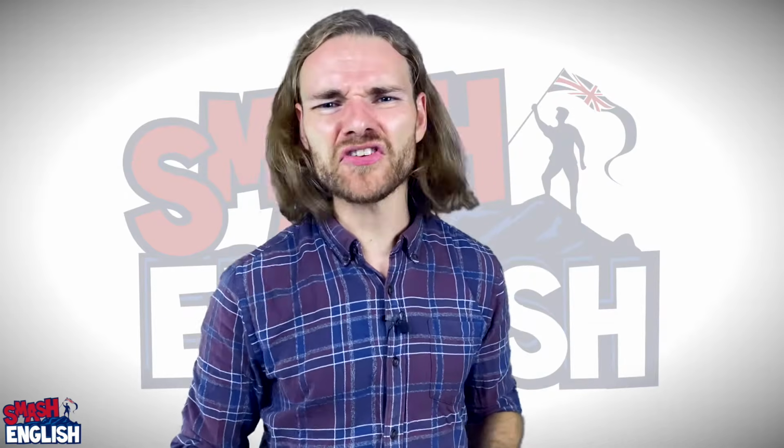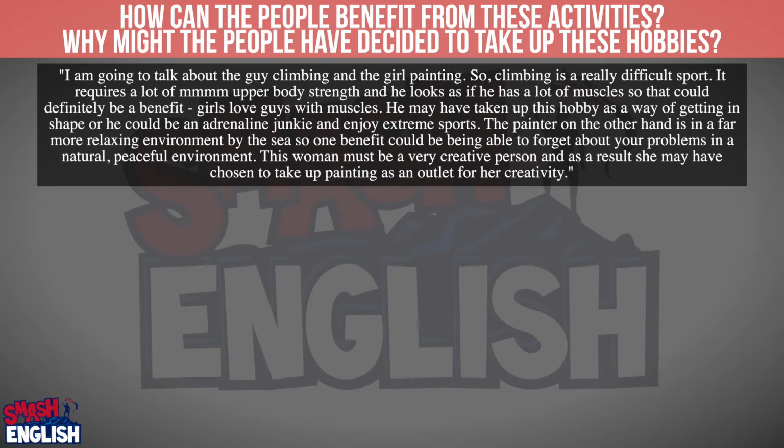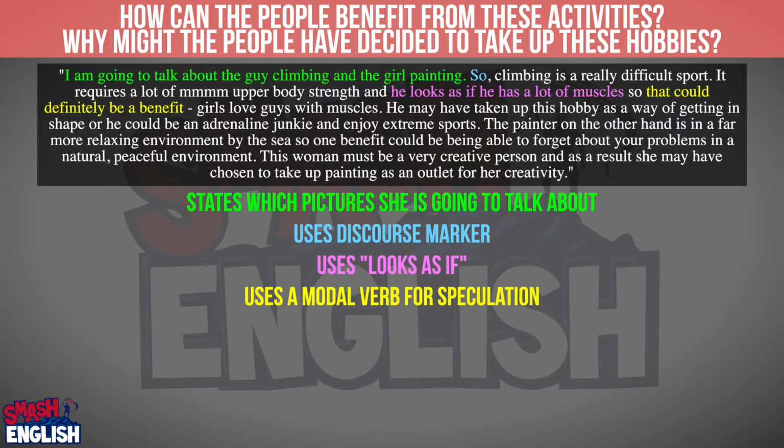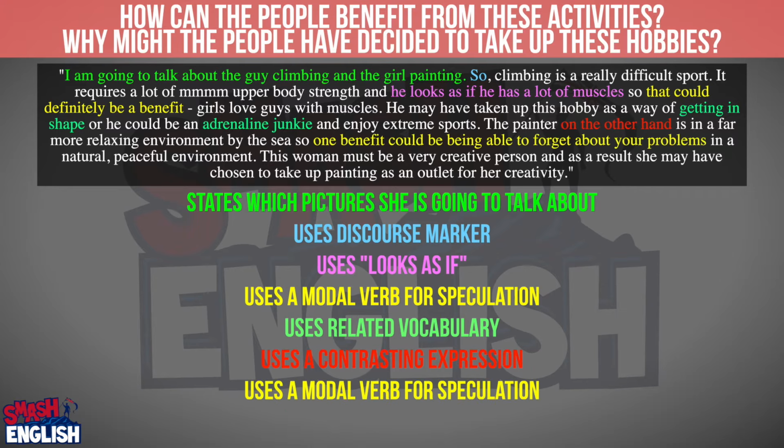Both answers were magnificent. Monica introduced her answer by stating which pictures she was going to talk about. She then used a discourse marker before answering the first question about the first picture. She used both looks as if and a modal verb to do this. She also used vocabulary related to the topic like adrenaline junkie and getting in shape. She then used a contrasting expression to introduce the second picture. She answered the first question with a modal verb to speculate, and then answered the second question with a past modal of deduction.